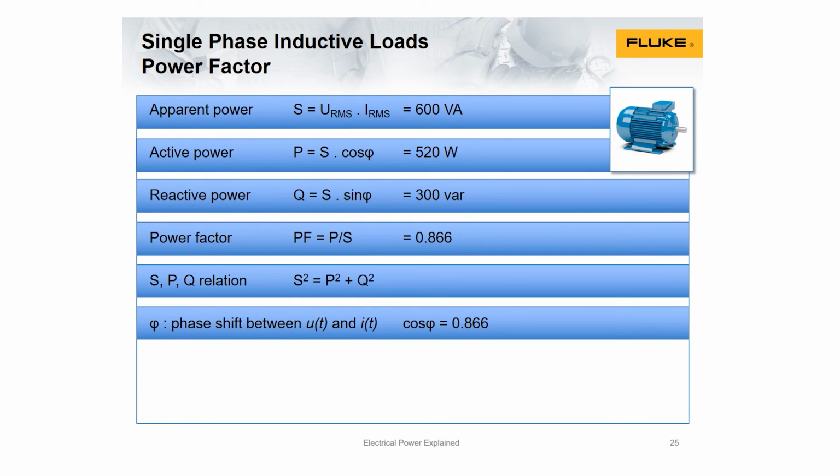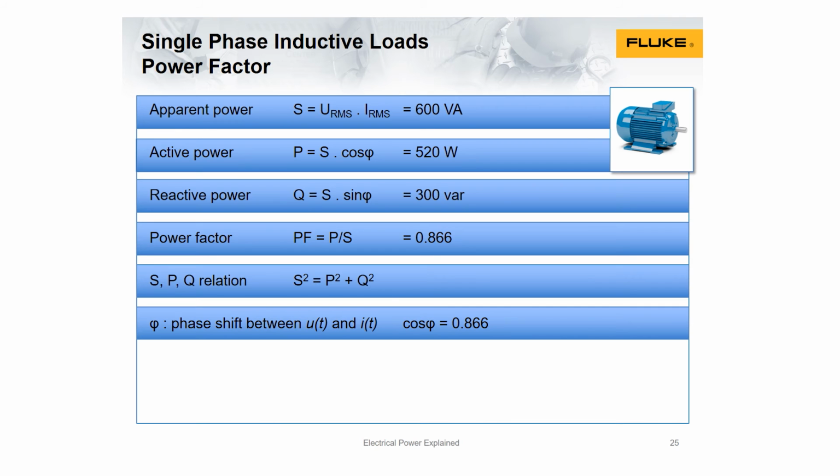Inductive loads, power factor. Going back to our motor, we can see what the canal boat metaphor means for the power to the motor. We see that the inductive nature of the motor, indicated by cosine phi equals 0.866, results in only 520 watt out of the 600 watt apparent power being transported turning into active power. The remainder, the square root of 600 squared minus 520 squared, equals 300 VAR, is reactive power that loads the network but does not contribute to motor torque. The efficiency of the system given by the power factor is 86.6%.